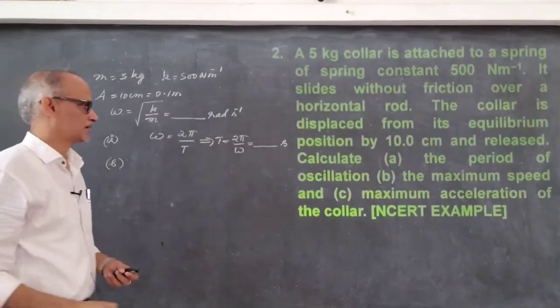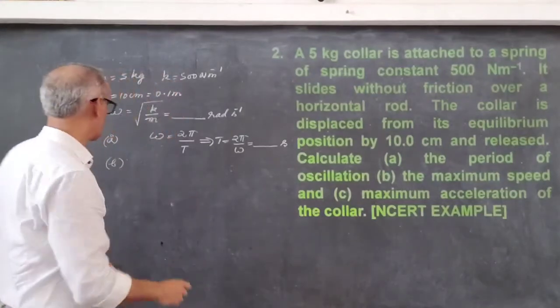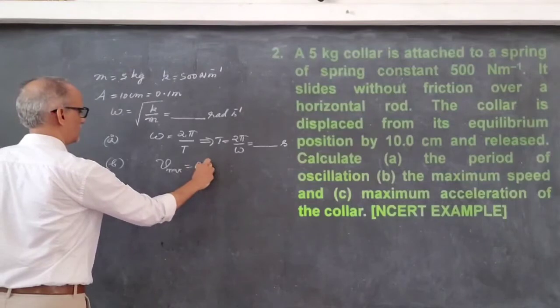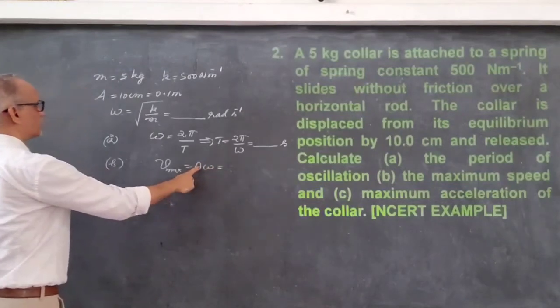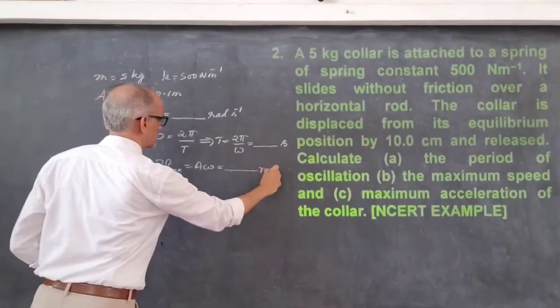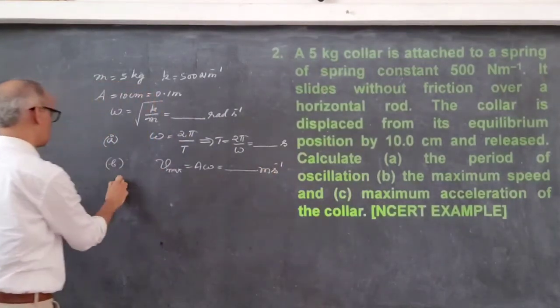Now the maximum speed is nothing but V max. So V max is given by A into omega. A is the amplitude, which is here, omega is here, so multiply, you will get the maximum speed. Speed is always in meter per second.